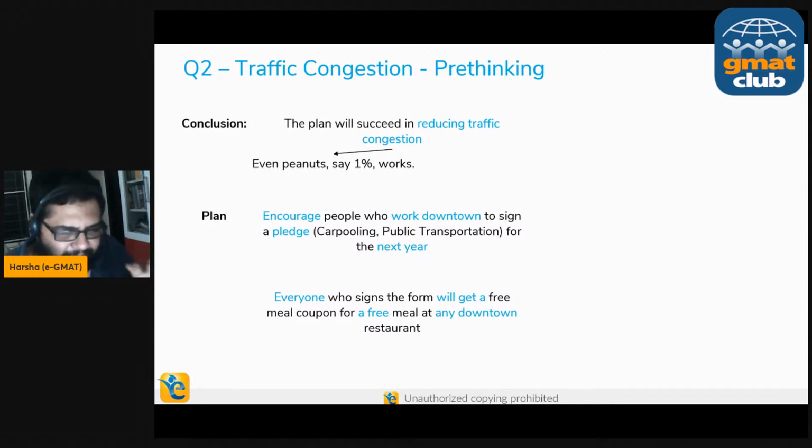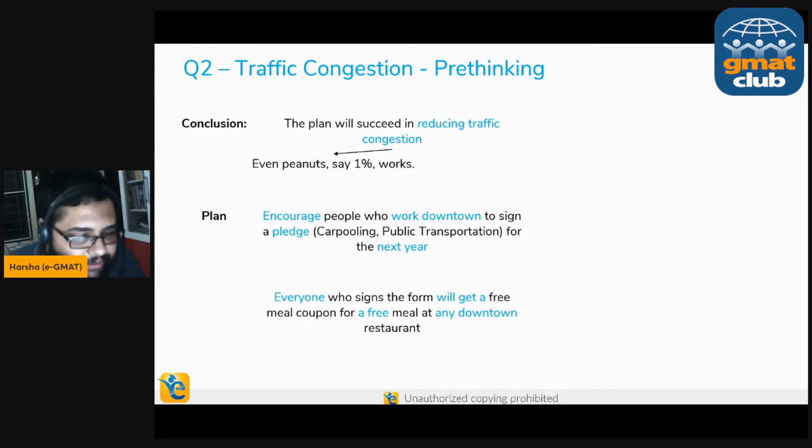Now, let's get into the pre-thinking point, because it will show you how visualization ties with pre-thinking and how it will really help once we get to answer choice analysis. So pre-thinking, like I said, is coming up with one valid idea in a few seconds once you've truly understood the argument. The argument, in essence, is the conclusion and the logic used to arrive at the conclusion. The conclusion is that the plan will succeed in reducing traffic congestion, which means even a peanut-sized reduction is okay. The plan is encouraging people working downtown to sign a pledge, carpooling for the next year.